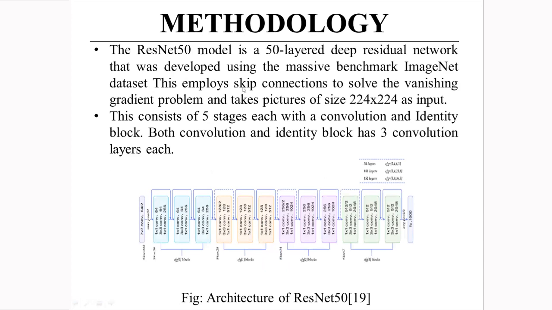ResNet model is a 50-layer deep residual network that was developed using the massive benchmark ImageNet dataset. This employs skip connections to solve the vanishing gradient problem and takes patches of size 224 by 224 as input. This consists of 5 stages, each with a convolutional and identity block. Both blocks have 3 convolutional layers each. This figure again shows the architecture of ResNet 50.